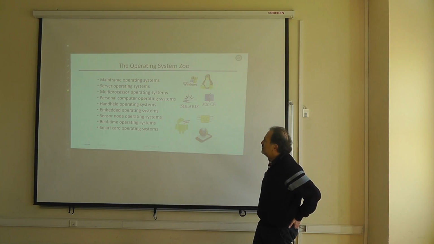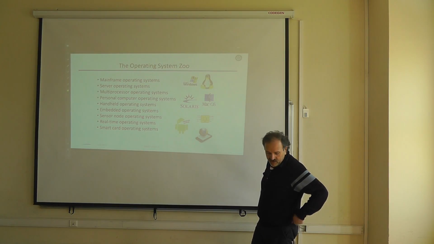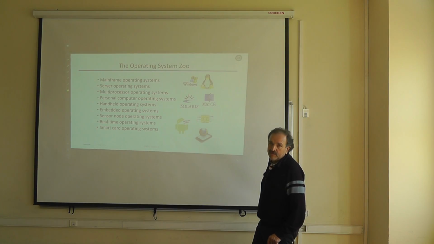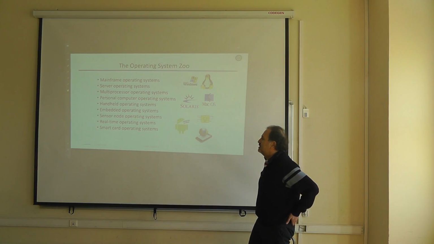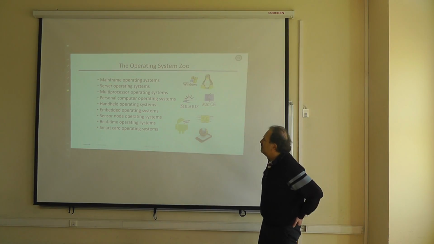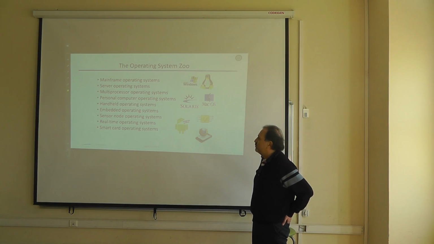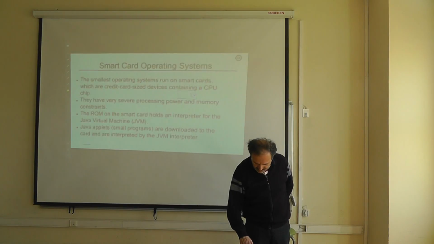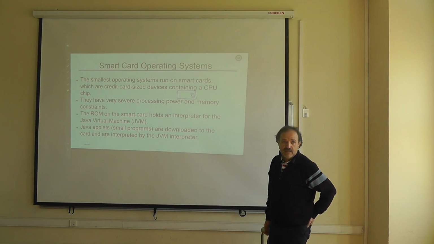Sometimes the same operating system can work with, for example, Windows. Windows can work as a server operating system, multiprocessor operating system, personal operating system, handheld operating system. There are real-time versions of Windows, right? And it can run on an embedded system too. So sometimes the same operating system, or a different version of it, can behave as a different type of operating system. As I said, there are no clear rules between these operating systems. Okay, are there any questions?